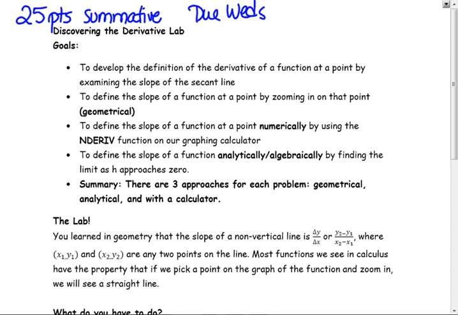Now, what we're going to do is take the 25 points and whatever you get and multiply by 4, and it's going to be a regular score. It's not going to be on the P scale.